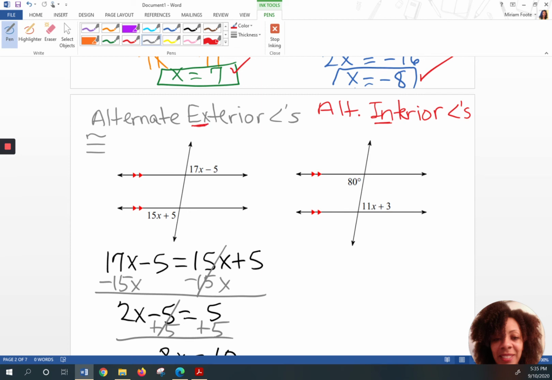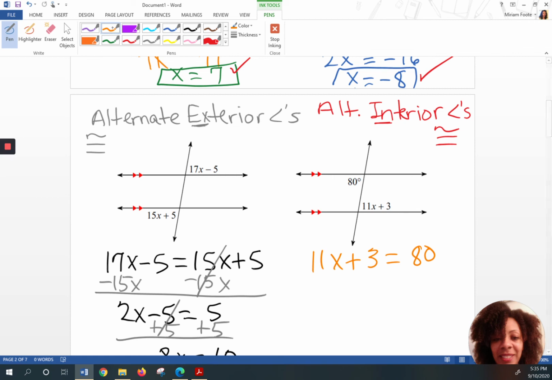Okay, so now I know that they both are congruent. Congruent means equal. I'm just going to set them equal to one another. So 11x plus 3 is equal to 80. Could I have written 80 is equal to 11x plus 3? Yes. I personally like my variable on the left-hand side, but it's up to you.